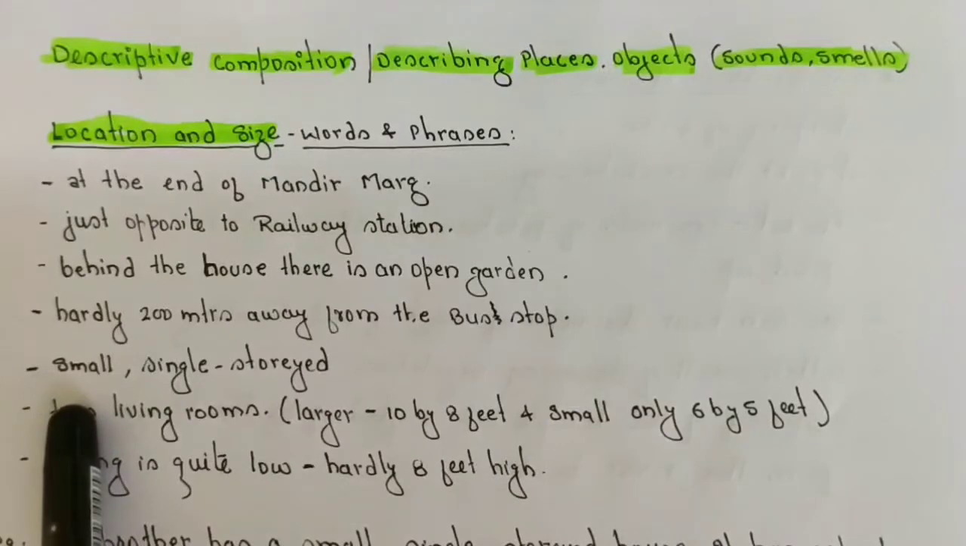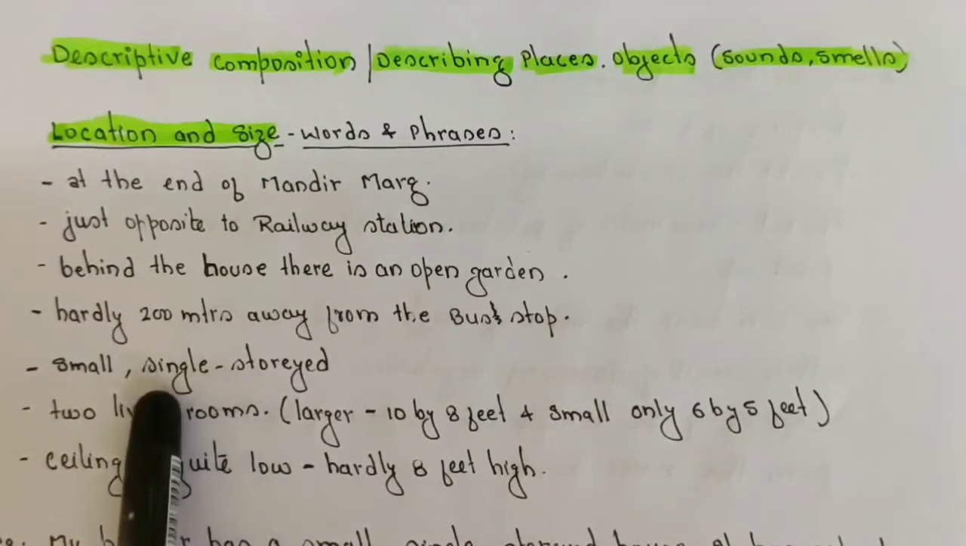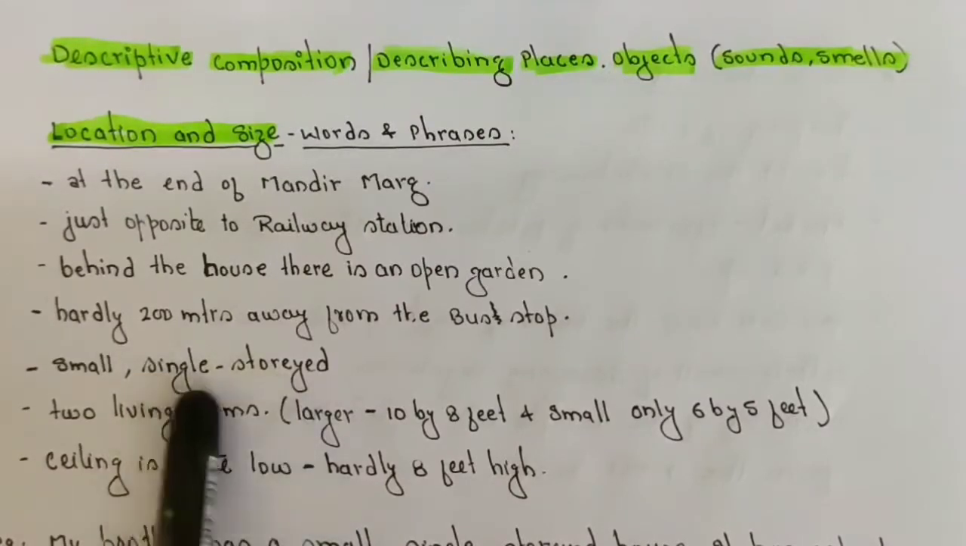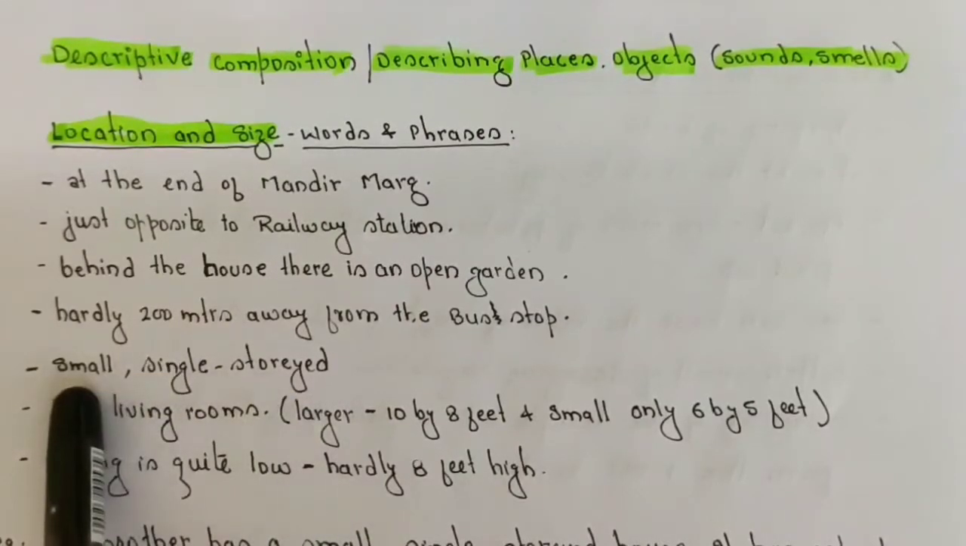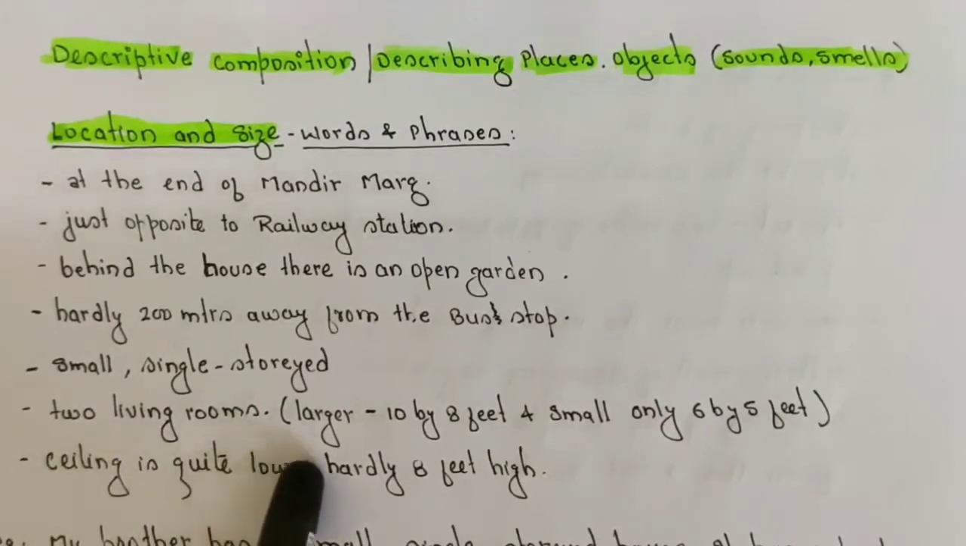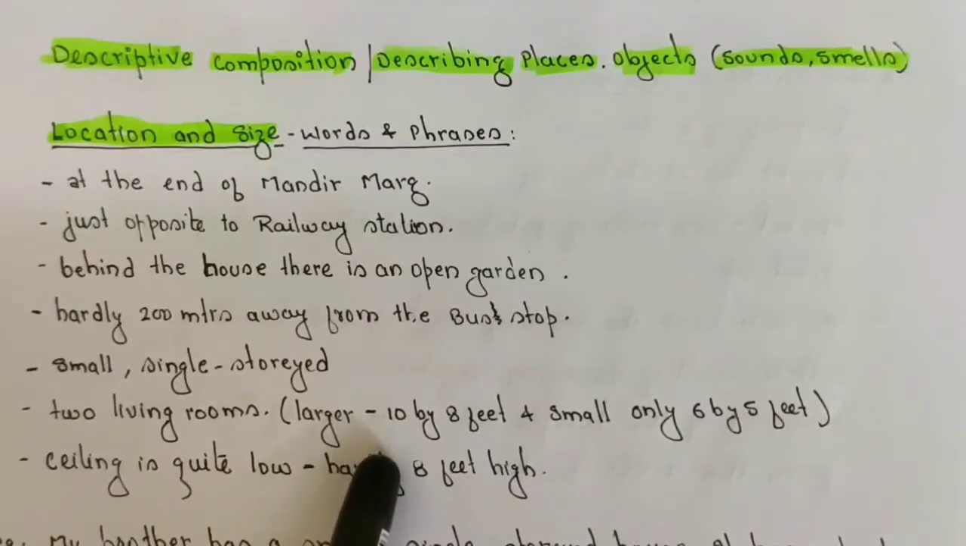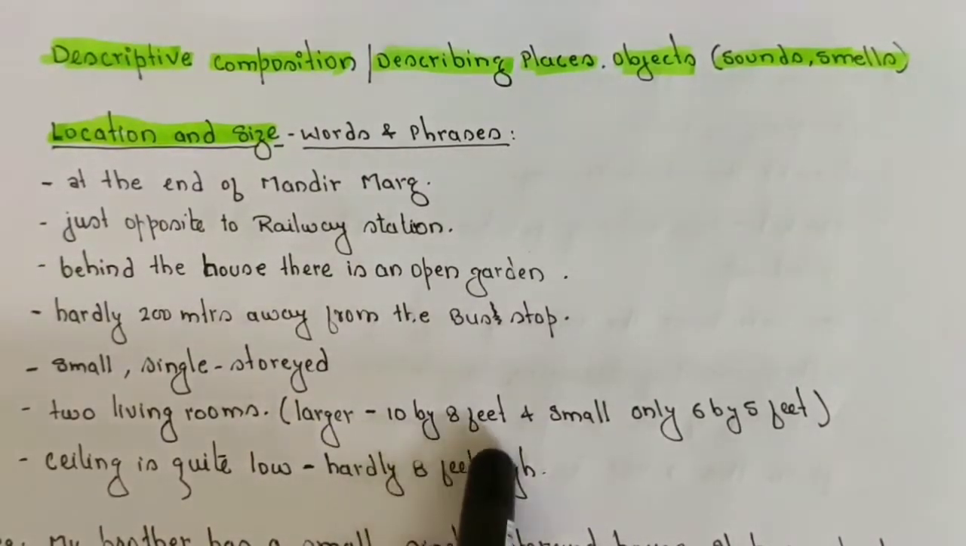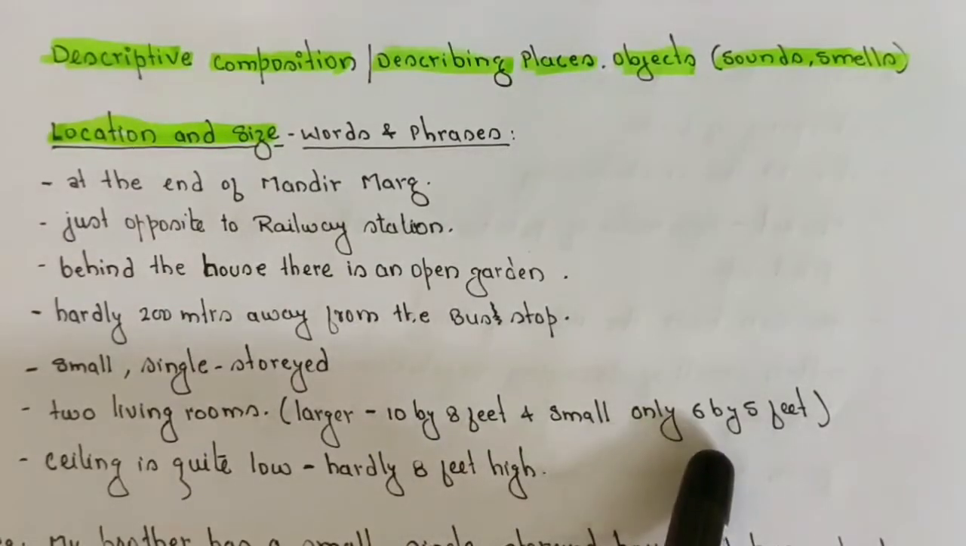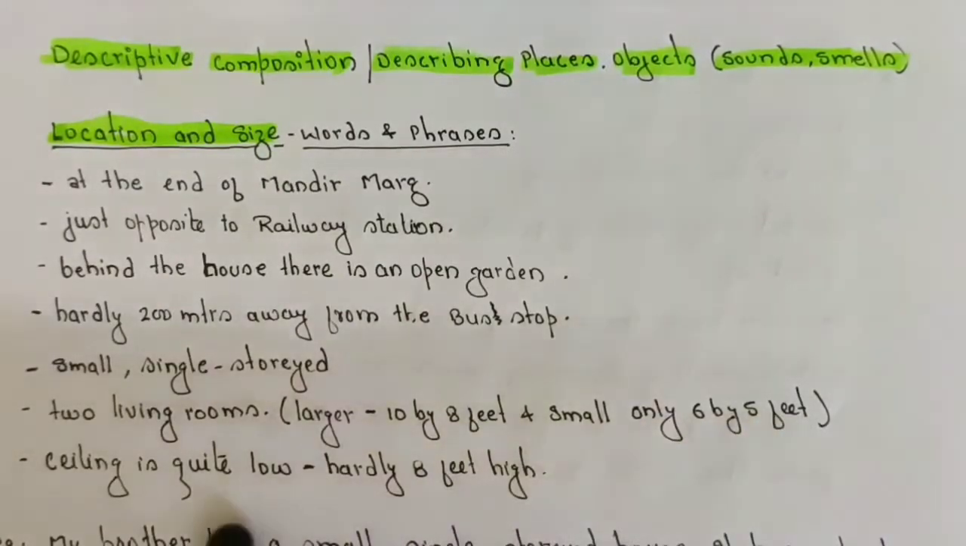Now you can also mention here either your building is single floored, you can say single storied or double storied, either it is small or big, or the number of living rooms including guest room you can also mention here. And if you want, you can mention the size of your living room, bedroom, which is mentioned here, 10 by 8 feet or small 6 by 5 feet, whatever.